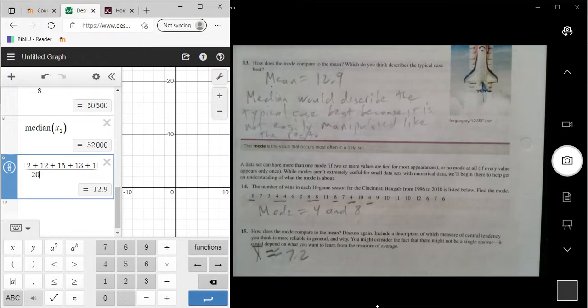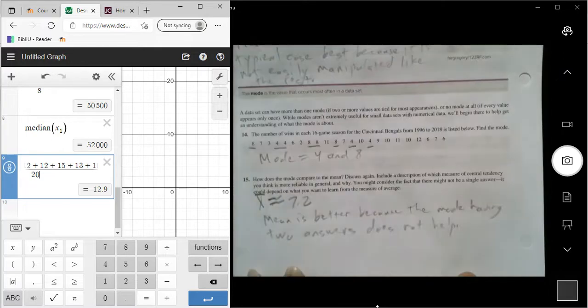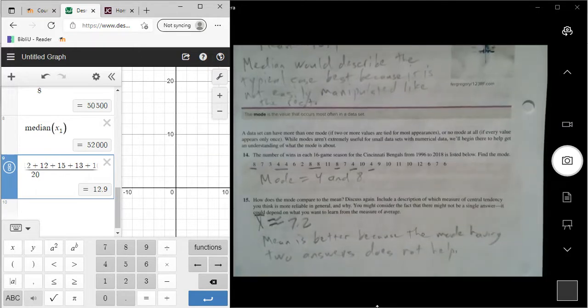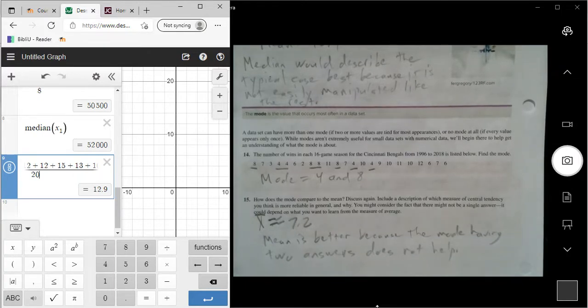So they're asking us which one we think is best in this situation. I would say that the mean is better because the mode having two answers does not help. Because what are you going to do with 4 and 8 if you're trying to find a measure of central tendency? You got two different answers. Whereas with the mean, you have one answer. You're able to do something with the one answer, but with two answers, you won't be able to do anything.